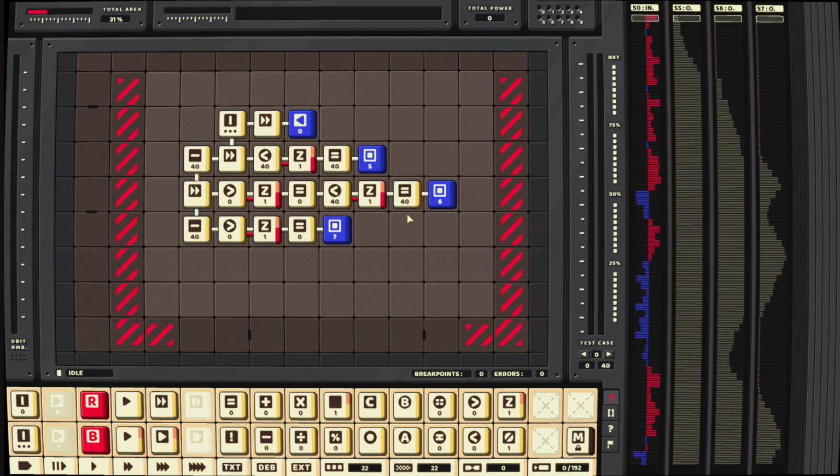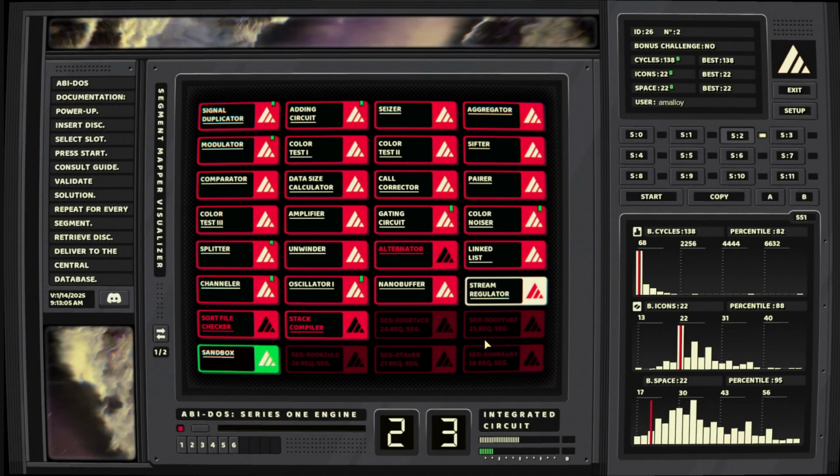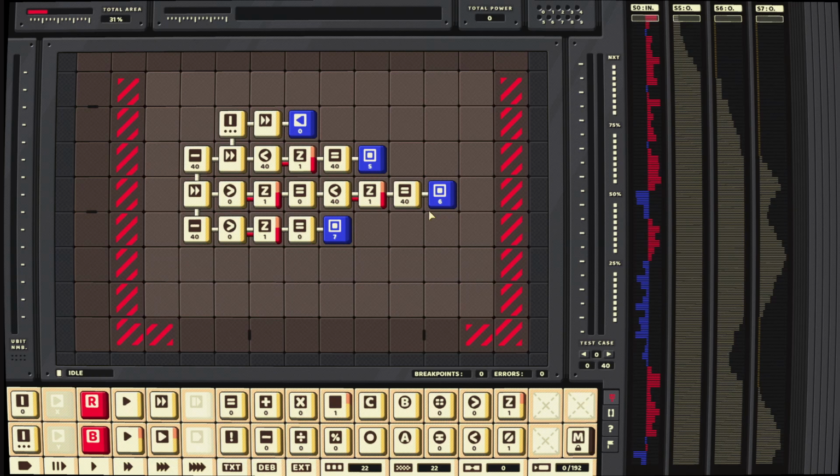I mean, not bad. I feel like we could save on icons substantially somehow. I don't really know how. Well, we should be doing pretty well on cycles. 82? Okay. Really good on space? Really? And icons? Huh. Okay, I'll take it, I guess.